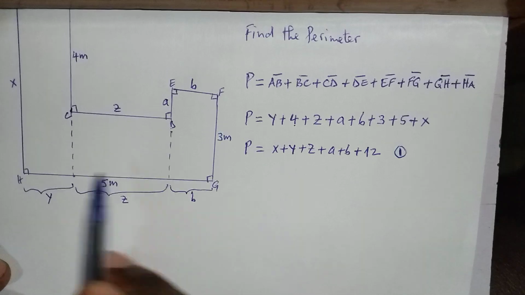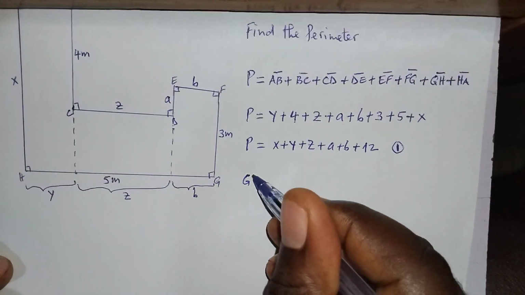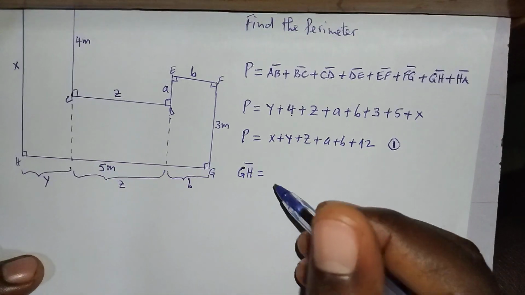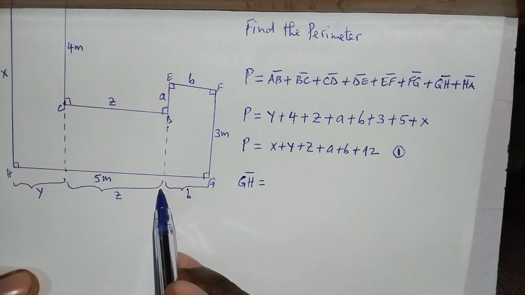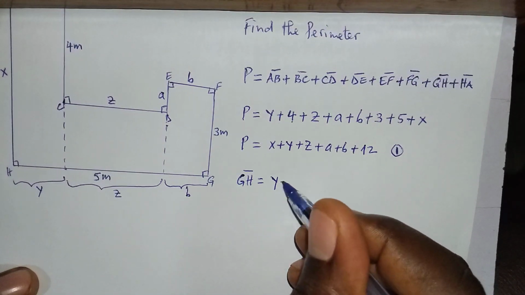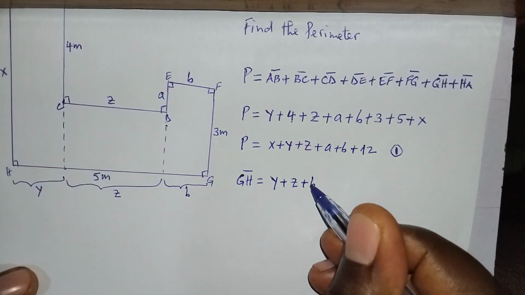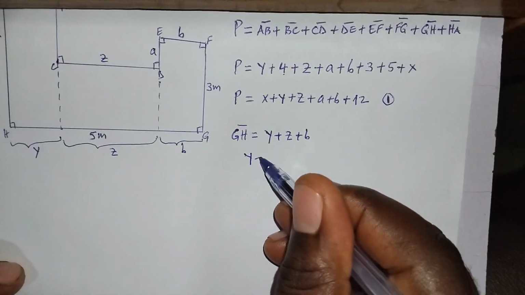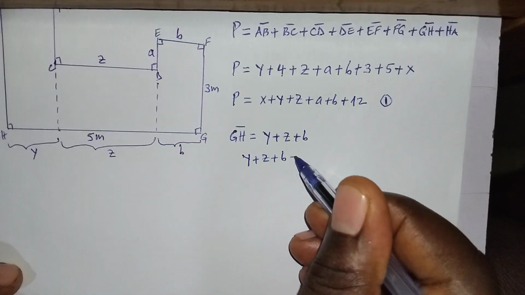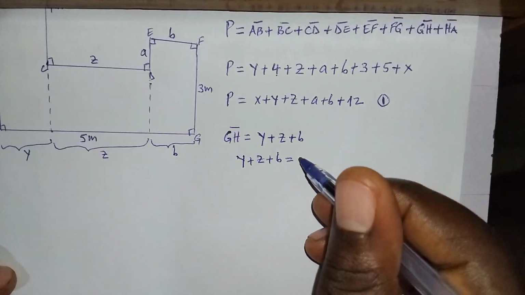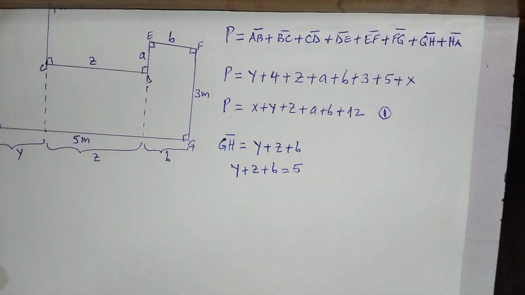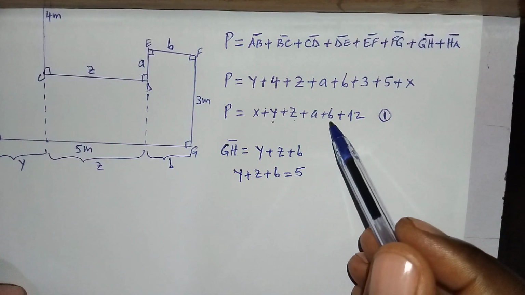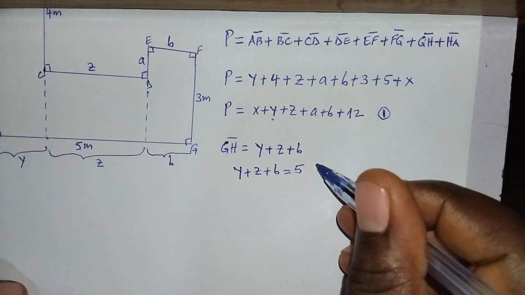So this side GH is equal to this side plus this side plus this side. It is equal to y plus z plus b. Yes, so it means y plus z plus b is equal to this length 5. So from here, y plus z plus b, we are going to replace this.